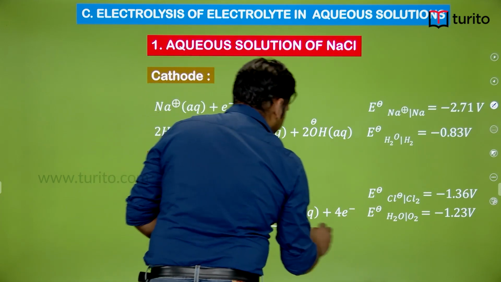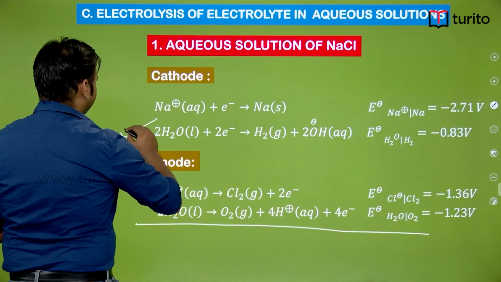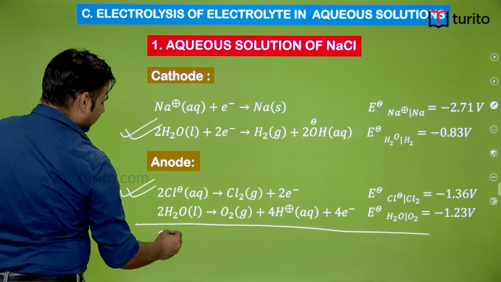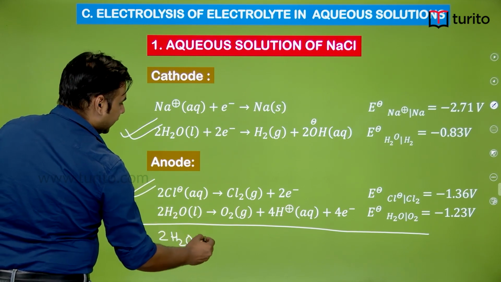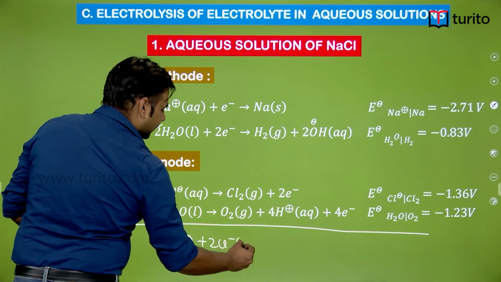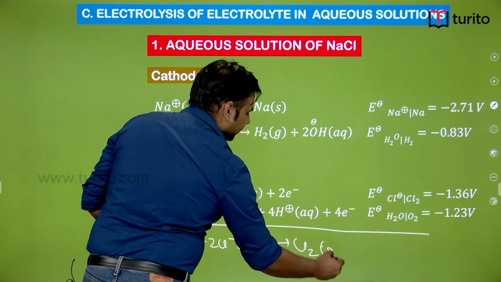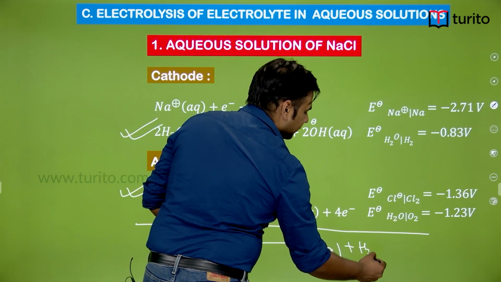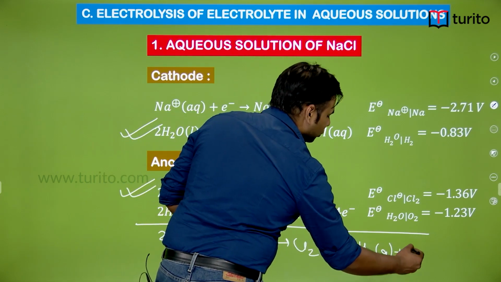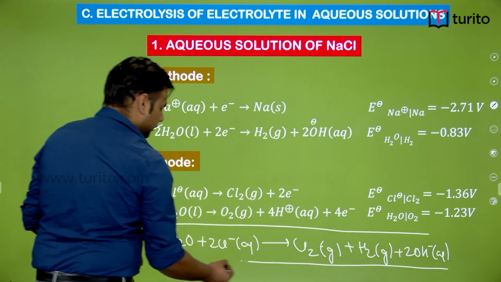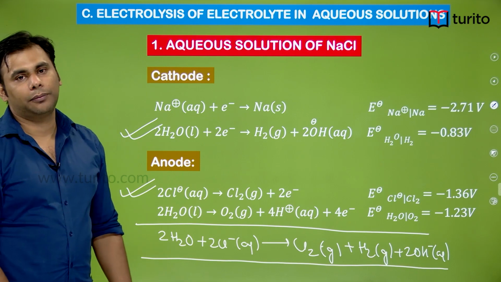Okay, if you add, we know that this reaction would be happening, this reaction would be happening. So when you add them, we'll say that 2H2O plus 2Cl negative aqueous is forming Cl2 plus hydrogen gas, plus 2OH negative aqueous. I hope this is clear to you. So this is the overall reaction that is happening.